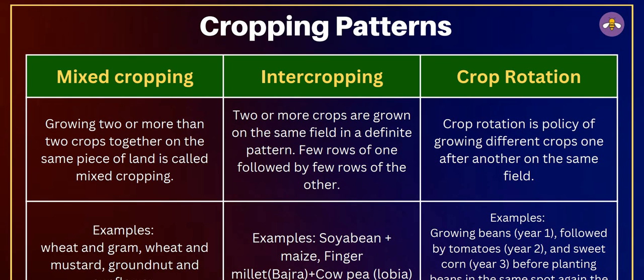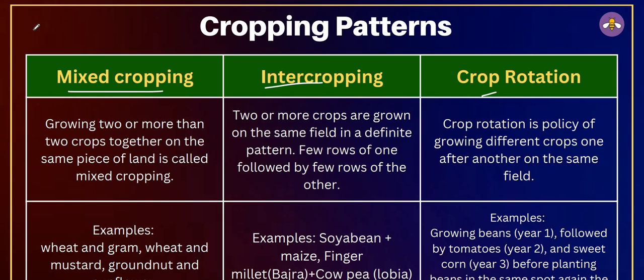Cropping patterns. Now there are three major cropping patterns: mixed cropping, intercropping, crop rotation. So very easy. Mixed cropping means any type of plant is grown on the same piece of land anywhere you wish. Intercropping means one row of this plant, a second row of this plant, a third row of this plant. Then again the process is repeated. So it is like this.